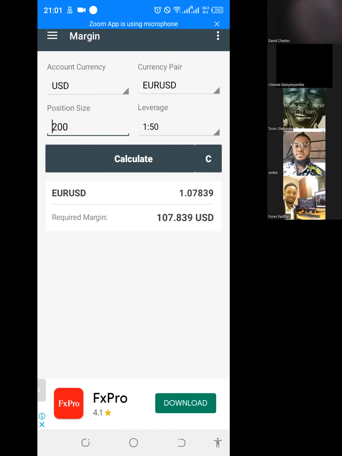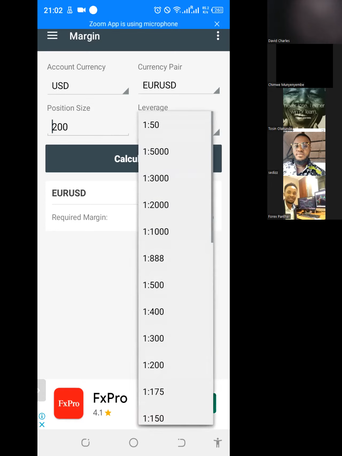Panther, if you allow me, I think I have a way of making it very simple. So guys, leverage is basically this. Panther, kindly click leverage for me. Okay. So guys, that range between 1:150, 1:175, 1:200, 1:300.